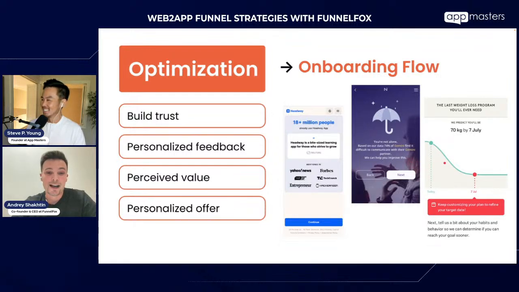Yeah. And the third thing is perceived value, and perceived value could be in the form of an expected result, what the user can achieve with your product, and like Noom does with this graph, which predicts your weight loss speed and tells you when you'll hit your target weight.